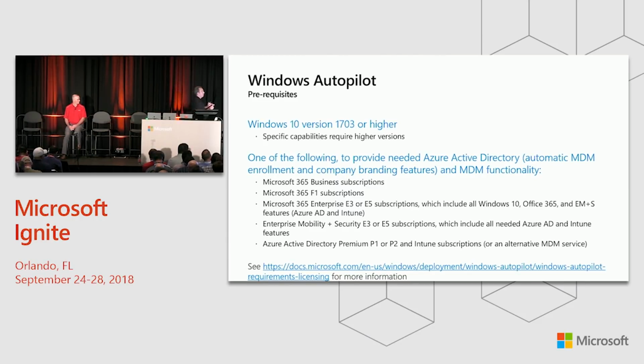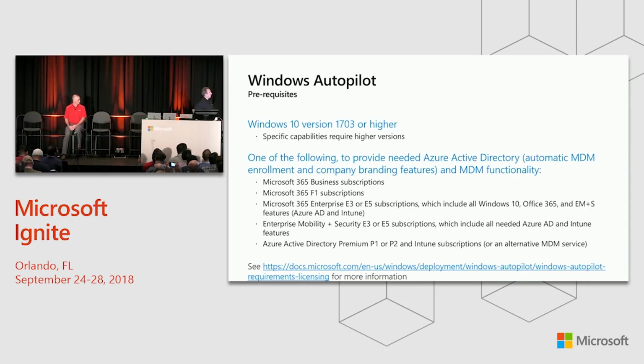You then need some specific capabilities that are provided in multiple ways. We need some features of Azure Active Directory, and we need an MDM service, obviously. So the features of Azure Active Directory that we need are automatic MDM enrollment, so that when a device is joined into Azure AD, it automatically enrolls in Intune or whatever other MDM you configured. We also need the ability to do custom company branding so that we can display the customized logon page.